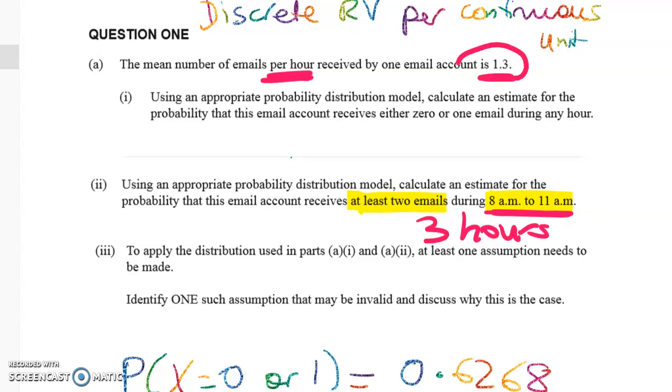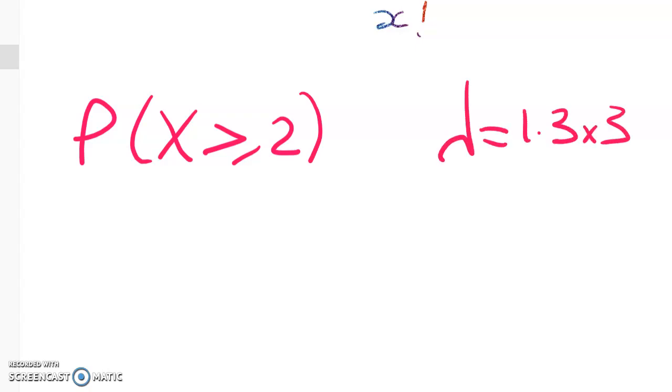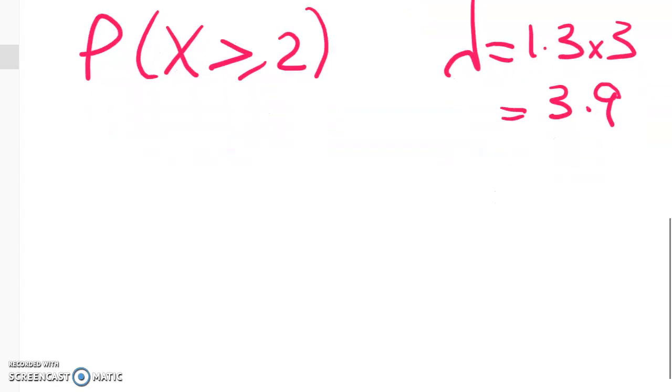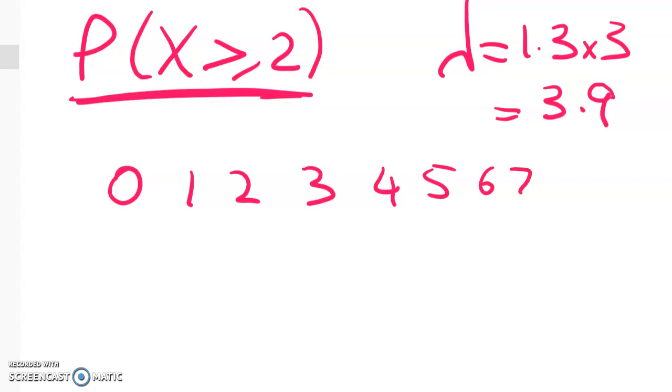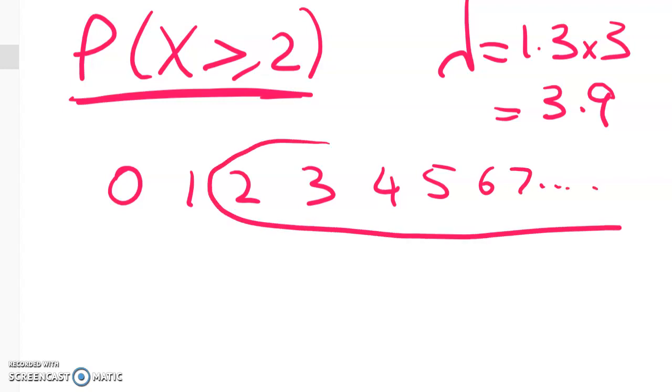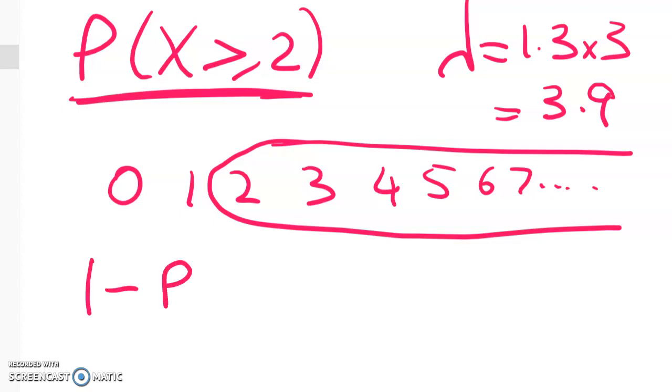So we need to adjust that 1.3 to match 3 hours, and then we're finding the probability of at least 2. So we want the probability that x is greater than or equal to 2, but we want it with lambda is equal to 1.3 times 3, which is 3.9. And our graphics calculator and even our formula can't work with the top end of a Poisson distribution, because in theory we could go on forever. So we're looking for all of the probability that 2 or more emails come in, at least 2, but we find that by going 1 minus the probability that we get 0 or 1.